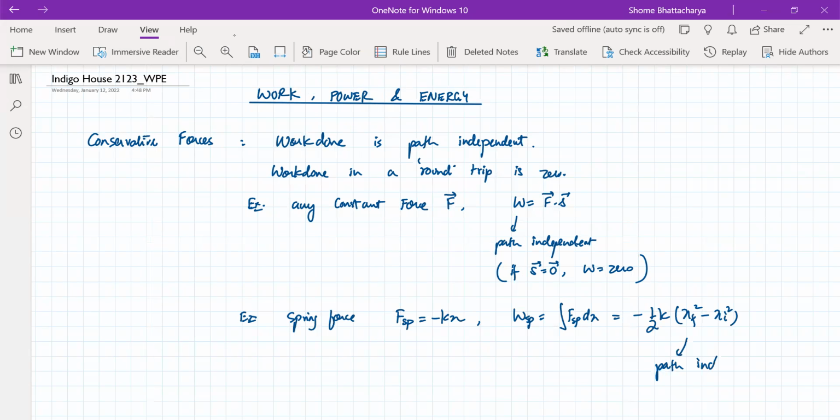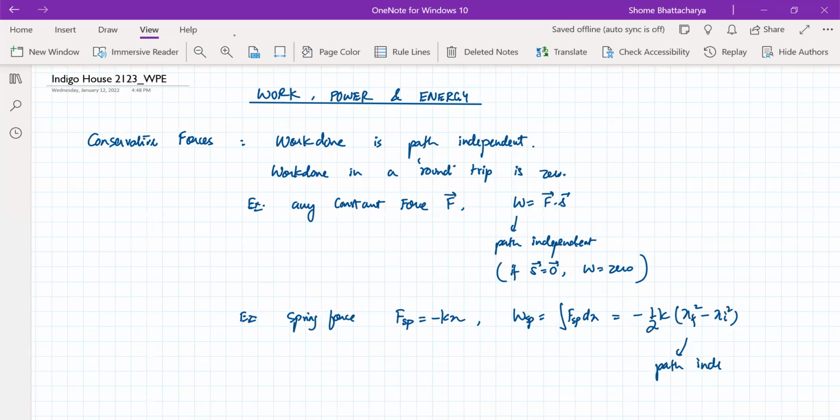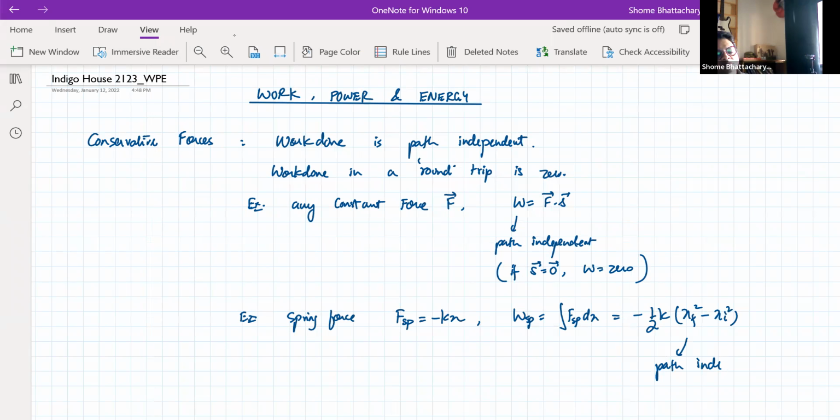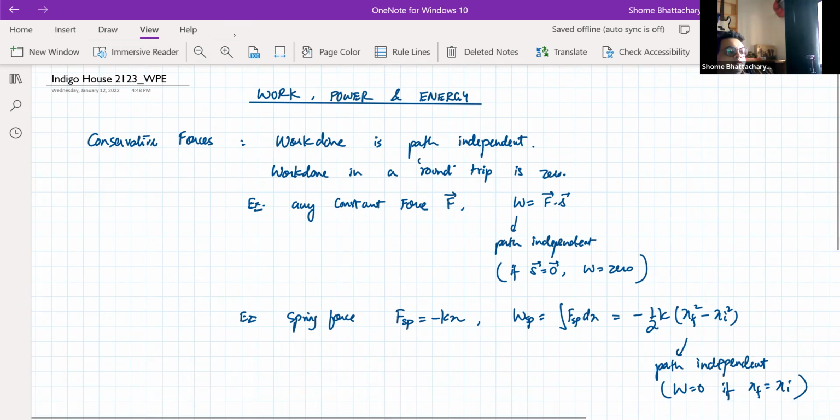Sir, what is K? K is the spring constant, beta. It is called the spring constant, or the stiffness of the spring. Work done is zero, so in a round trip, the work done is zero.